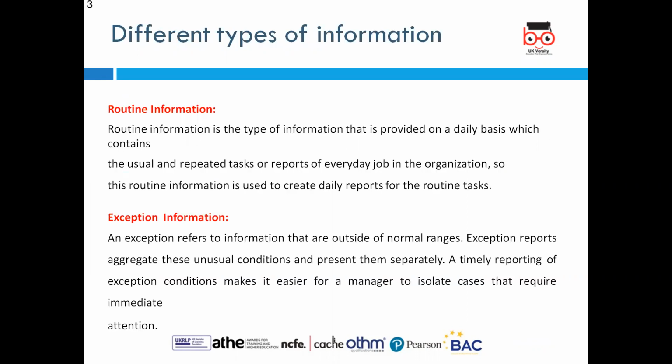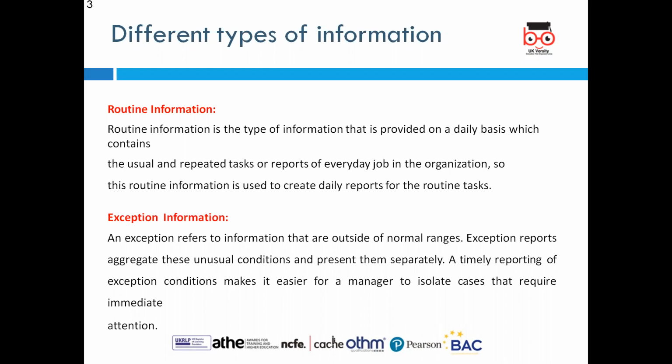So looking into our initial phase, we have to look into what are the different types of information. As we mentioned, we have routine, exception, and summary. So let's look more at what we mean by routine. This is the type of information that is provided on a daily basis, which will contain tasks. We can classify them as daily tasks that have to be conducted on a regular basis, and all this information has to be reported in order for our organization to track how our performance is going.